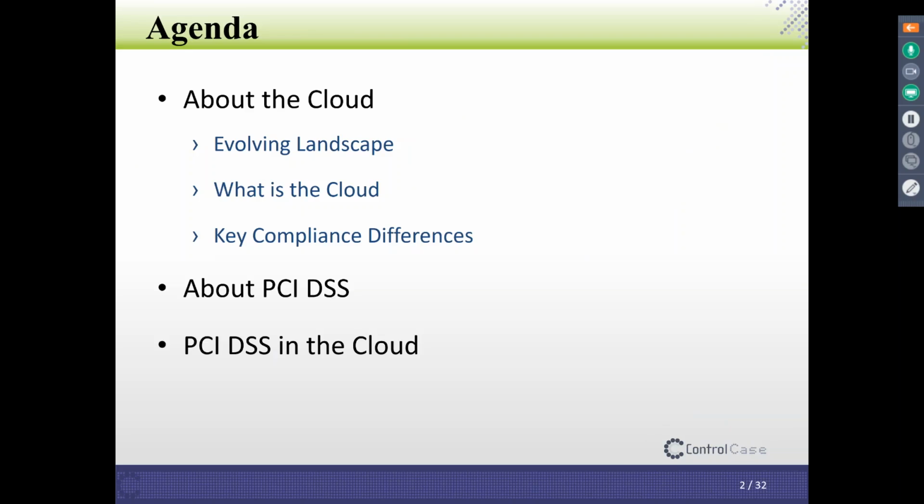Our agenda today will talk about the cloud. In today's world, cloud is becoming more and more accepted at a very fast pace, and we'll talk about what we mean by the cloud. We'll talk a little bit about PCI DSS, because we're using PCI DSS as the example for compliance in the cloud, and specifically PCI DSS compliance in the cloud. And then finally, we'll get into the different requirements of PCI DSS and talk through them in a little bit more detail.